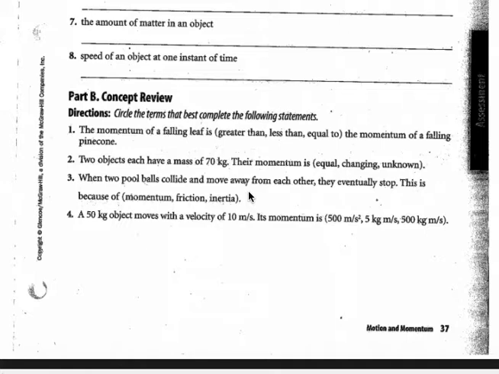Number 2, 2 objects have a mass of 70 kilograms. Their momentum is equal, changing, or unknown. Well, in this case, they have the same mass, that's equal, but momentum has to consider the movement of that object, how hard it is to stop the object. And because it doesn't tell us that the object is moving or not, you have to say that this is an unknown calculation.